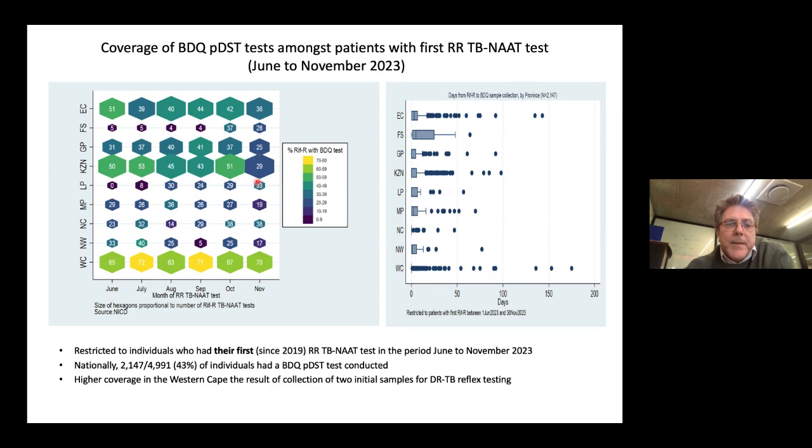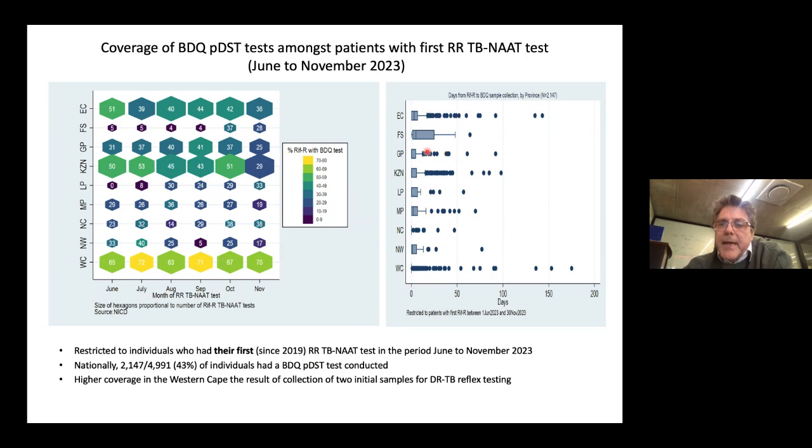KwaZulu-Natal is not doing too badly, perhaps a drop at the end here where we had an issue with culturing in November, but achieving over 50%. And the Eastern Cape in 1 month achieving 50%, but a little bit slower after that. But nationally, only 43% of individuals with presumed new rifampicin resistance based on the criteria had a bedaquiline PDST conducted. And this higher coverage in the Western Cape is likely largely the result of 2 initial samples for drug-resistant TB reflex testing, with the second sample reflexed to the XCR and bedaquiline testing, should the first sample prove to be rifampicin resistant in a TB NAT test.